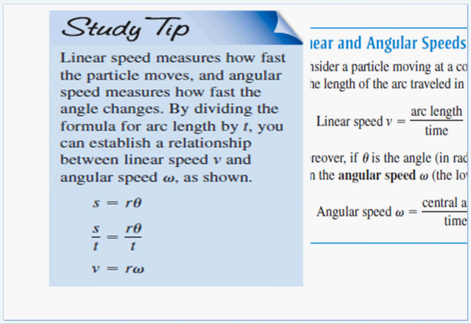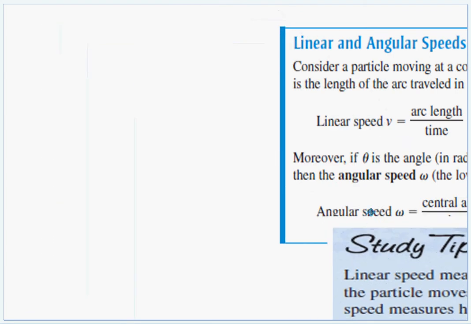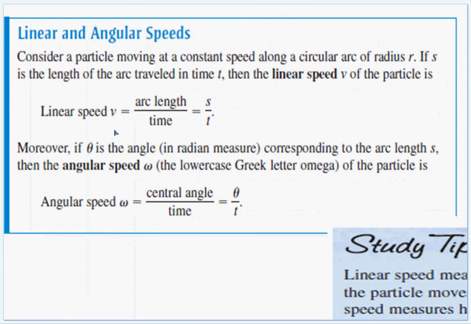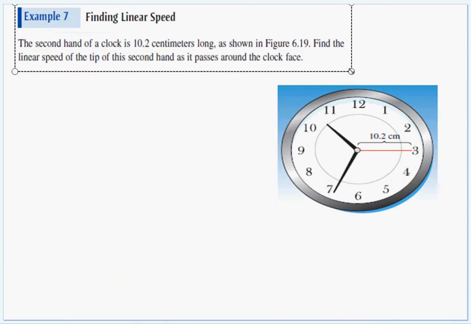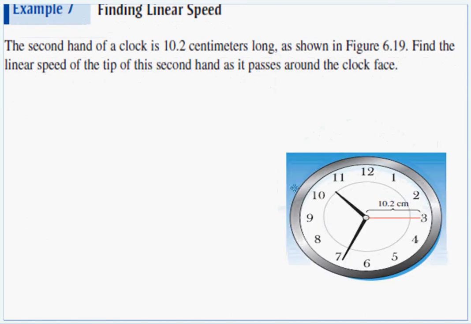Okay, so we just saw some new formulas here. I'm sure we're going to take them for a test drive. And here's our first one, linear speed. We've got a clock here, non-digital. The second hand of a clock is 10.2 centimeters, so there it's marked in the picture. Find the linear speed of the tip of that second hand.